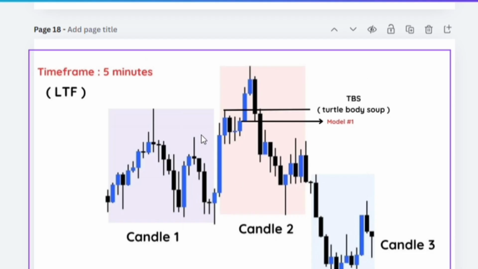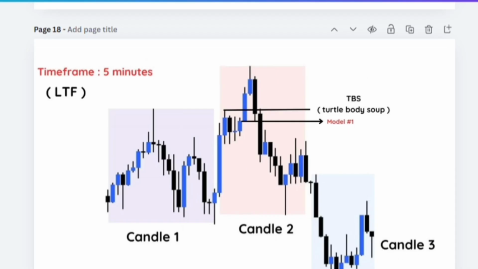But in this particular scenario, price did not tap us in, okay? But this is just an example to teach you guys and show you how you can combine your turtle soup with your CRT movement.